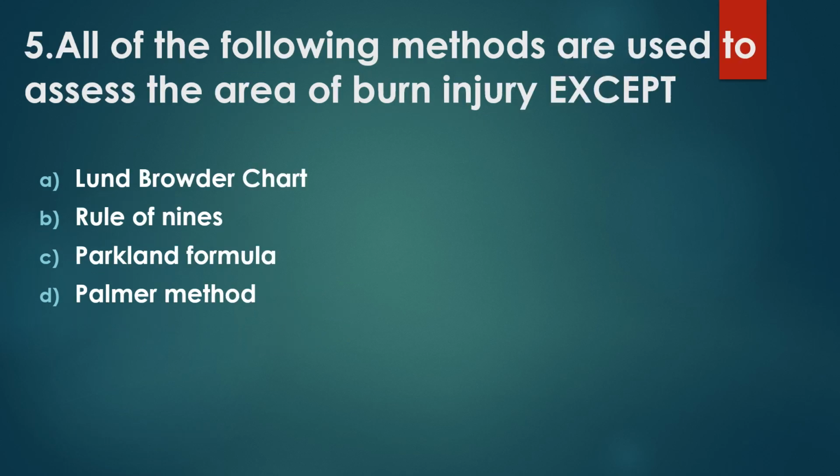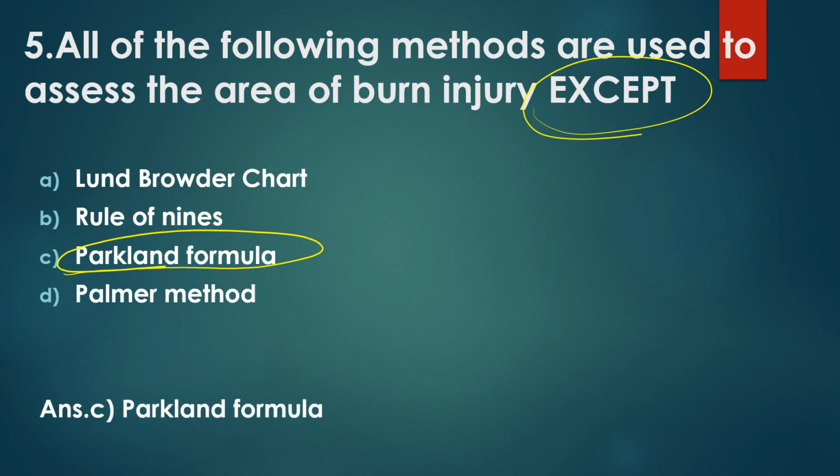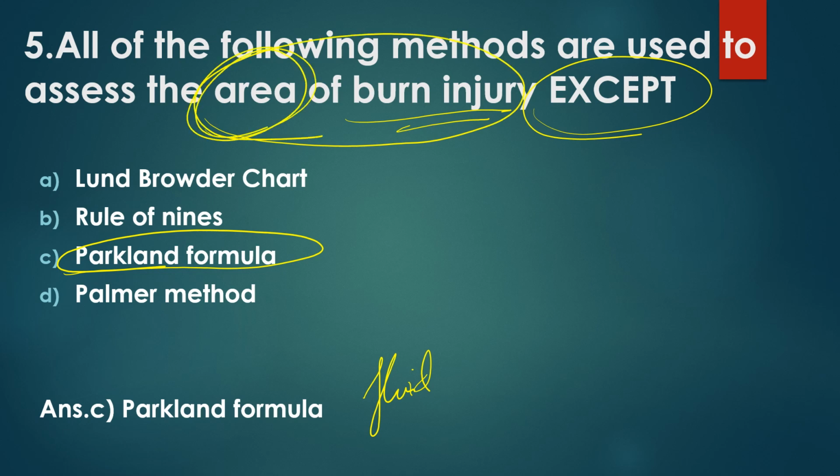And next is all of the following methods are used to assess the area of burn injury except. So you have to select here the wrong answer as the right one. It's none other than the Parkland formula. What's called the Parkland formula? Parkland formula is nothing but the fluid which is given in the first 24 hours of care for burn injury. So it is all about the fluid, how much fluid has to be given. Okay, it is not about the area of the burn injury. It's about the intervention, how much fluid has to be given.